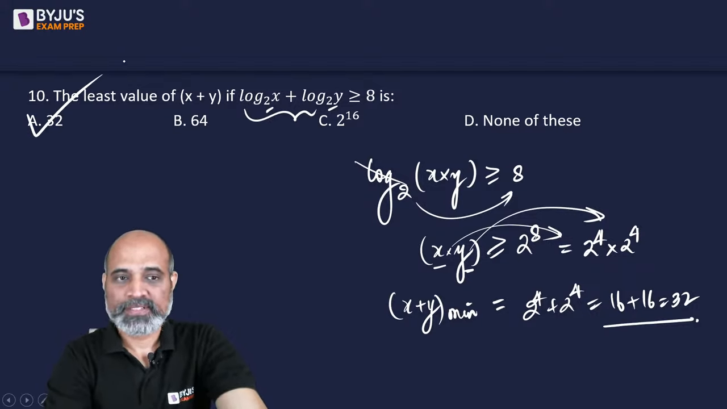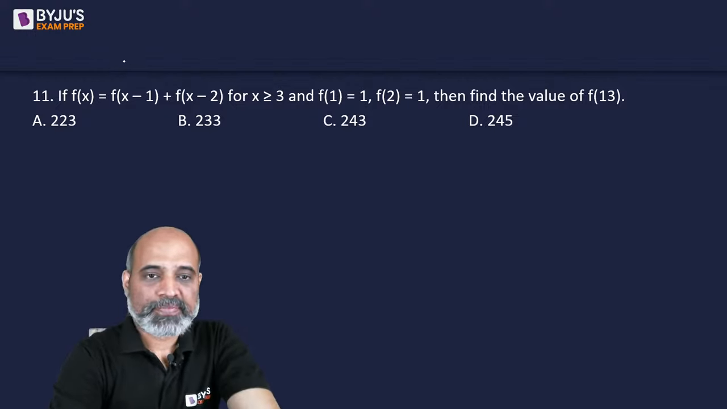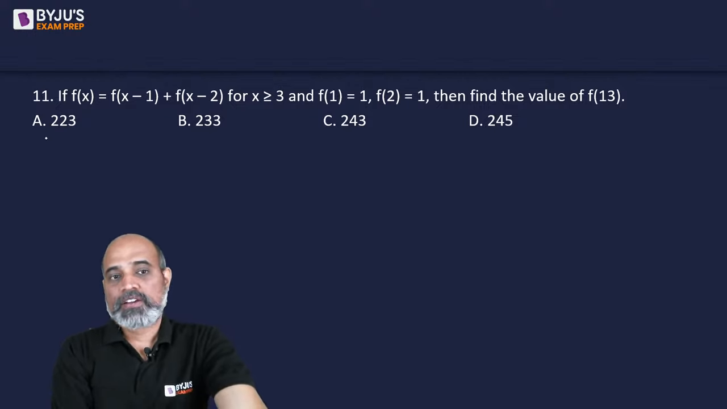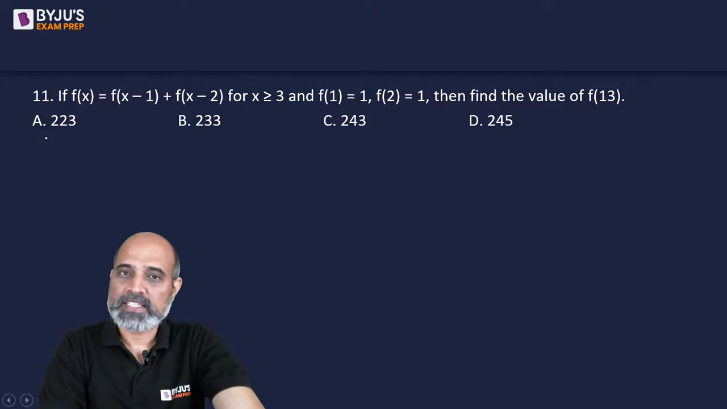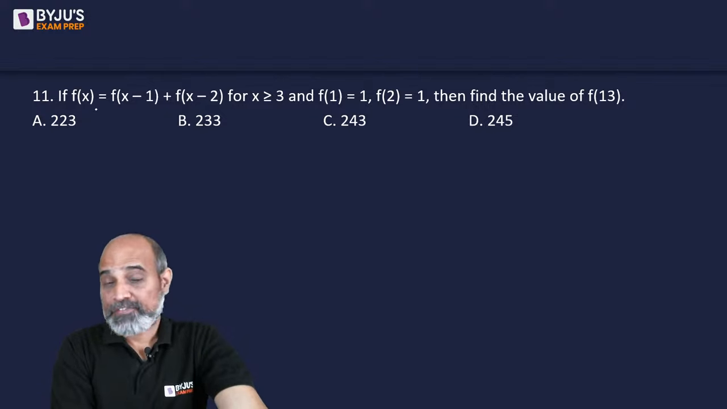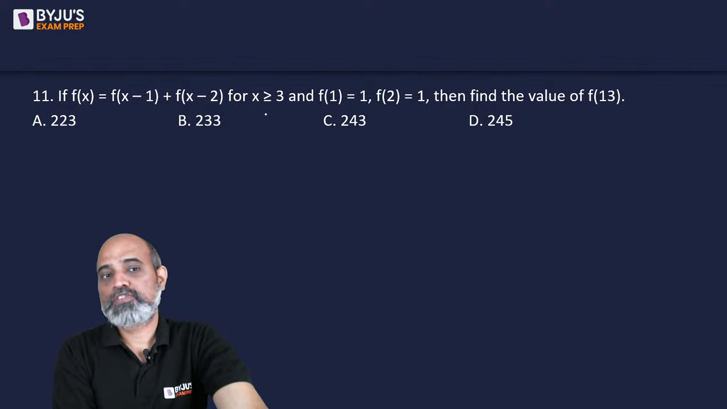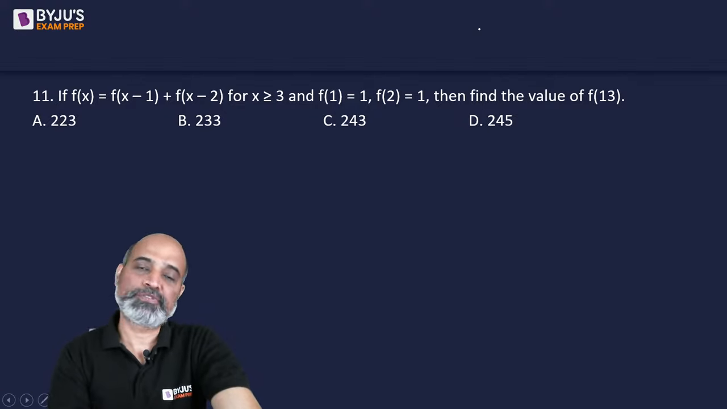Okay, another one. This may look like a question based on functions, but it's not. It's actually a question based on sequences and series. Generally, functions के questions ऐसे ही आते हैं. It's disguised as a sequence and series question. If f of x is equal to f of x minus 1 plus f of x minus 2 for x greater than equal to 3 and f of 1 is equal to f of 2 is equal to 1, then find the value of f of 13.